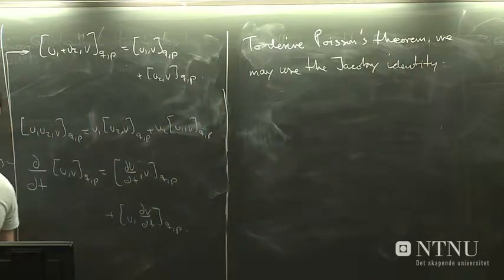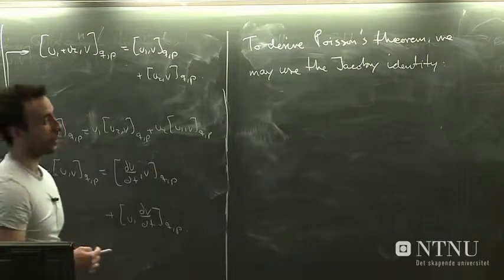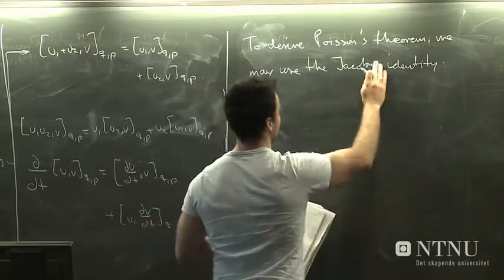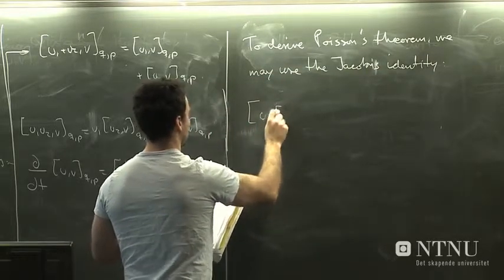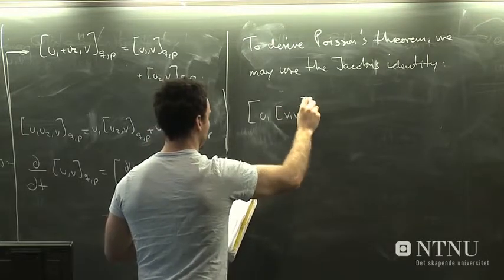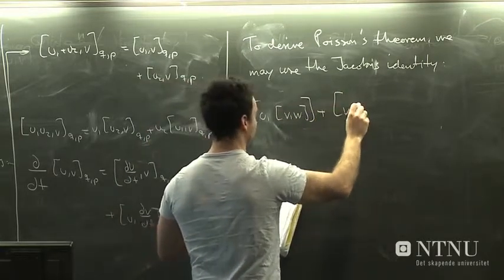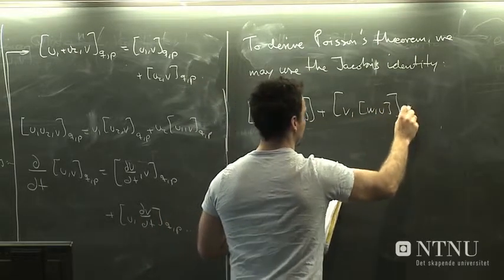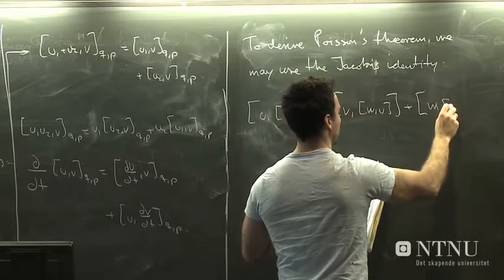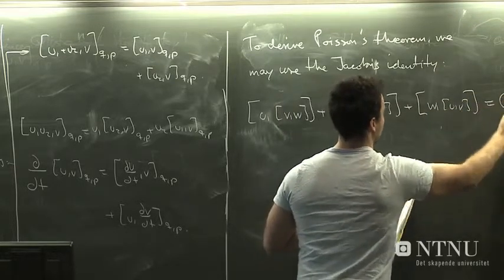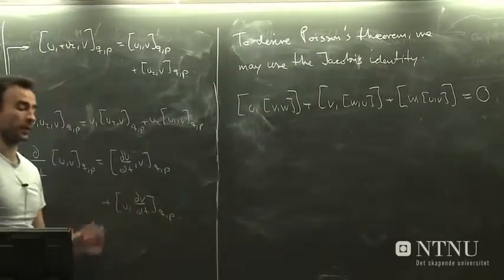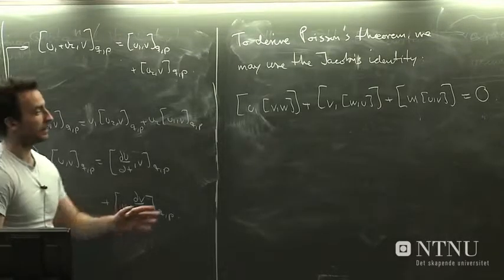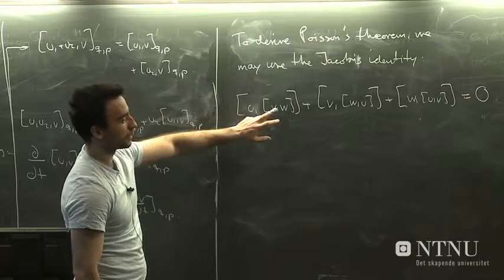The result that I just stated is known as Poisson's theorem. And in order to derive it, we may use so-called Jacobi's identity. Stating that the following three Poisson brackets, where I have now just dropped the subscript QP for convenience, should be 0. So U, V, and W are here distinct functions.